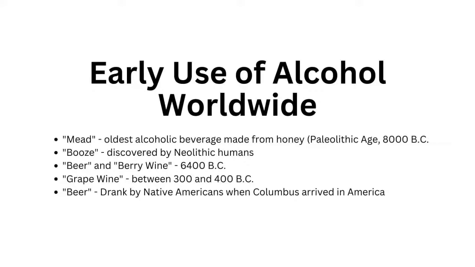Here are a few examples I was able to find of early use of alcohol. In the Paleolithic age, it is said that they used the term mead, M-E-A-D. This is supposedly the oldest alcoholic beverage, which was made from honey. Neolithic humans referred to it as booze. Beer and berry wine was used in 6400 BC. Grape wine between 300 and 400 BC.